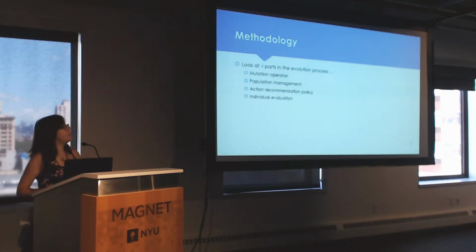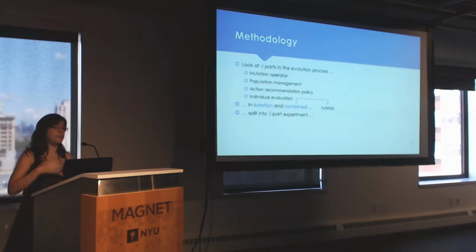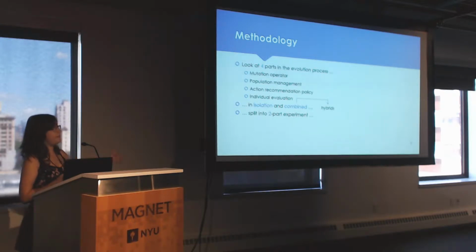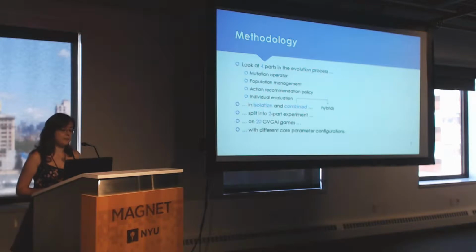For a brief overview, we'll be looking at mutation operators, population management, action recommendation policy, and individual evaluation. We'll be looking at these in isolation as well as combined to see if they form some interesting things together. But because there are so many combinations between them, and we also looked at different parameter configurations, we split this into two parts, where we looked at the first three first, and then we added the individual evaluation to the best algorithms in the first part of the experiment. We tested each algorithm on 20 of the games in the GVGAI framework, and with different core parameter configurations.